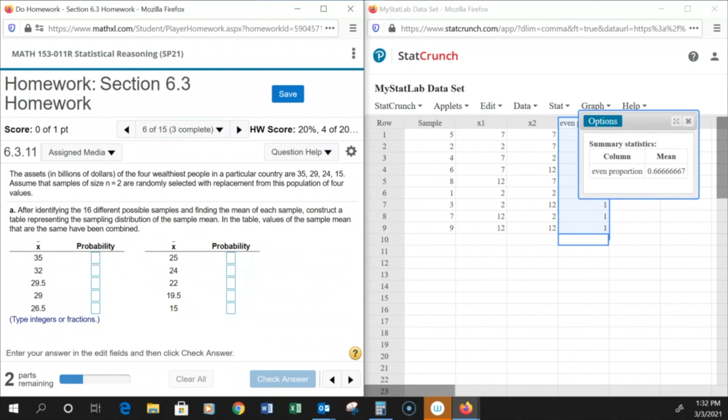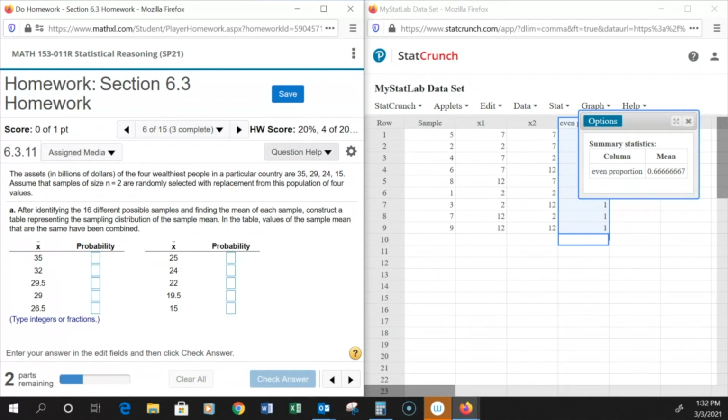So here are the 4 wealthiest people in a particular country. And how many billions of dollars do they have? Well, this country has a person with $35 billion, and the next richest person has 29 billion and 24 billion and 15 billion. That's a lot of money. And we will get samples of size 2 from this population of the 4 richest.